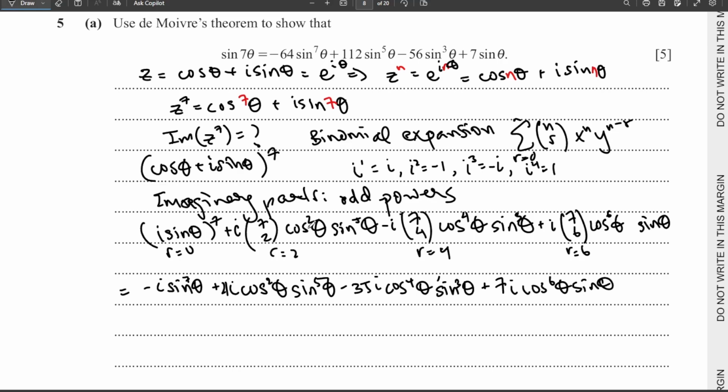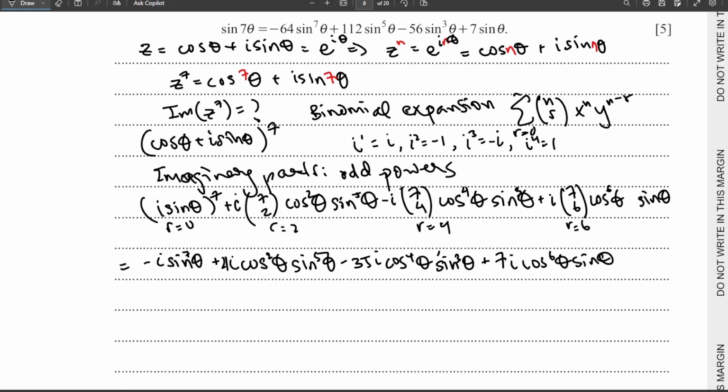Up to here, this is all the imaginary part. Now we complete it: the imaginary part of this, which equals sine 7 theta, equals this expression. I'll just rewrite it without the imaginary unit.